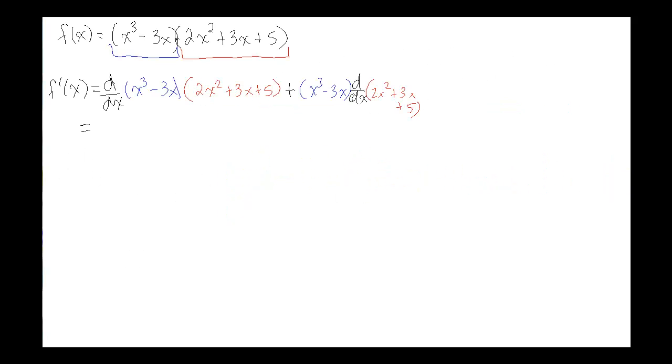Okay? So let's go ahead and figure out what that's going to be. The derivative of x cubed minus 3x is going to be simple power rule, 3x squared, constant multiple, so we bring the 3 along, and the derivative of x is just 1. I did the derivative of the first function. Remember the second function I don't touch at this step.